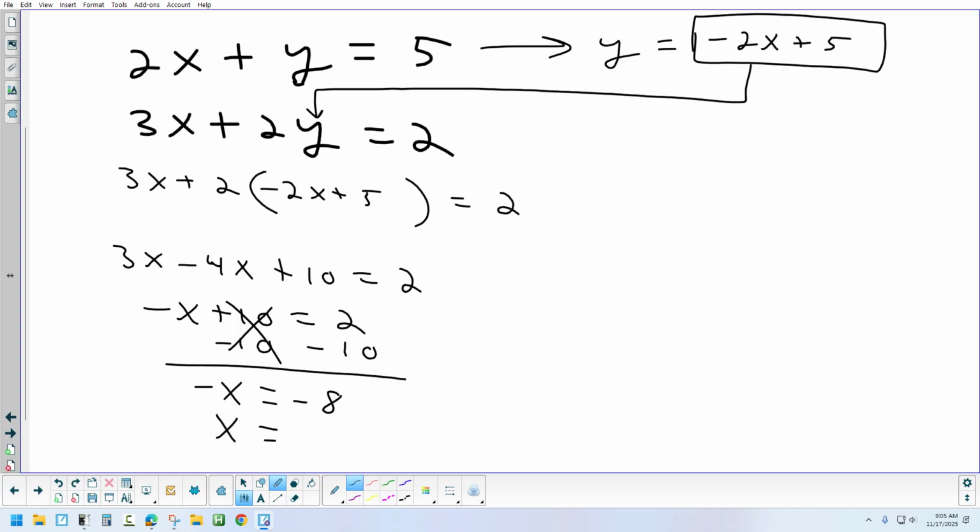So then what does positive x equal? 8. Perfect. There you go. So there's your first answer for x. That wasn't quadratic. That's why you didn't get 2 answers for x. That's the only answer, 8.